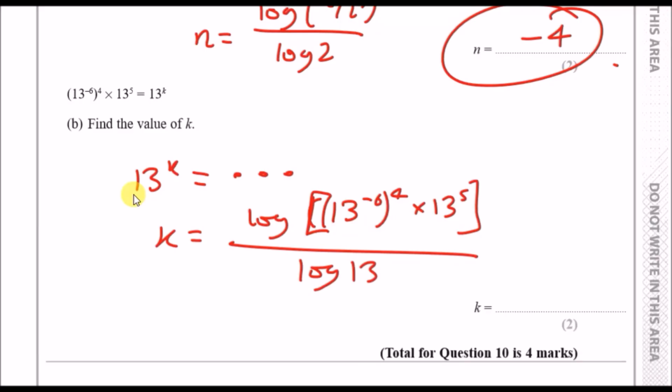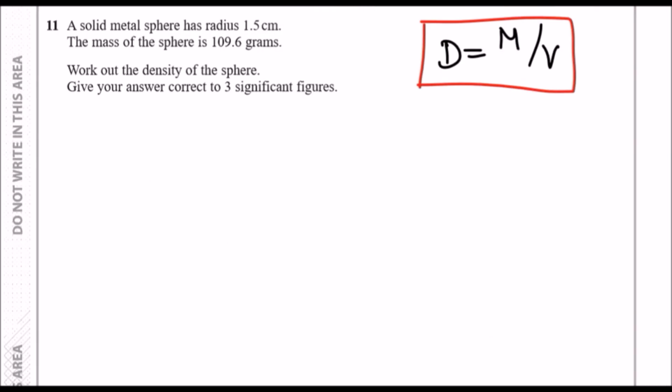So here, again, you could just use the standard method, but this is just if you can't be bothered like me. So 13 to the power 5 over log 13, and you should get minus 19. So yeah, it works. Now let's have a look.